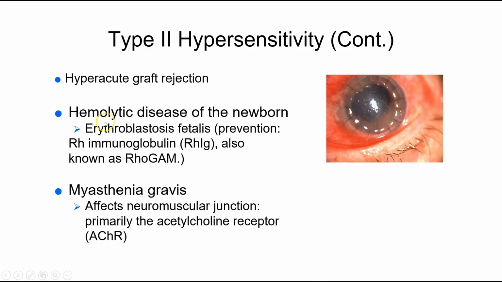Hemolytic disease of the newborn, we've discussed this in terms of blood type cross matching and mother-fetus blood type incompatibility, when a mother is Rh negative and a fetus is Rh positive, and the mother has previous exposure to Rh positive blood, probably through a previous pregnancy. That leads to erythroblastosis fetalis, or at least it used to before we developed the RhoGAM shot. So, not something we really need to worry about so much anymore.